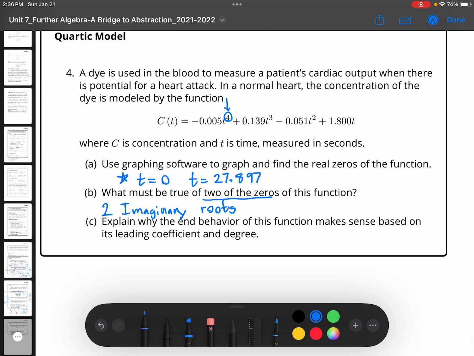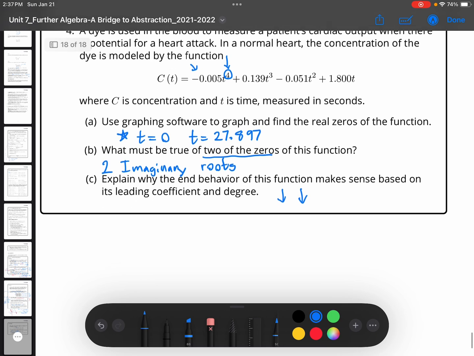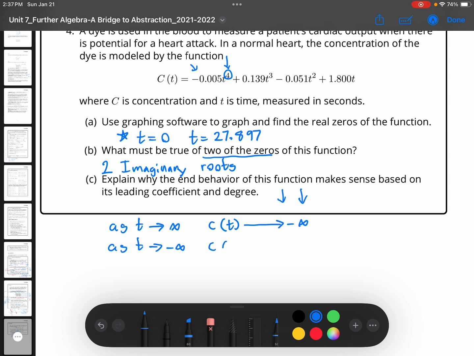I mean, obviously you can look at the graph, but notice this is degree 4, right? And it's negative. So therefore, the end behavior is both arms down. Now, just to remind you, if we write this mathematically, though, we would say as t, which in this case is x, as t goes to infinity, then c of t, which is the y value, if you will, goes to negative infinity. All right, and as t goes to negative infinity, c of t goes to negative infinity also.